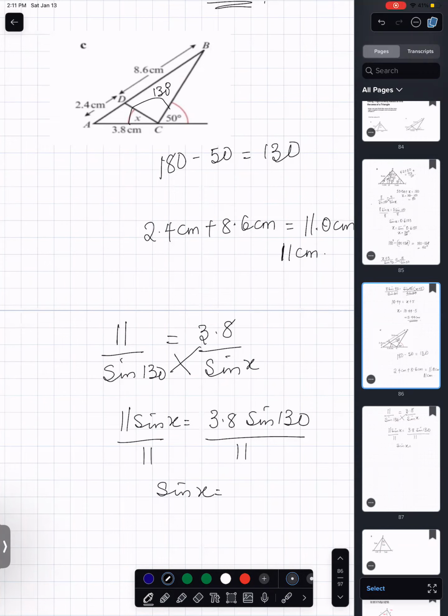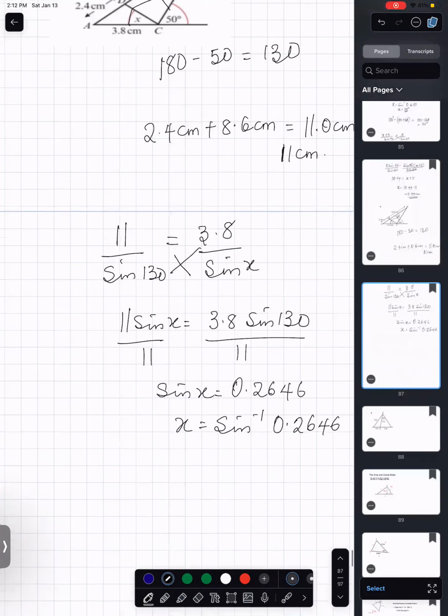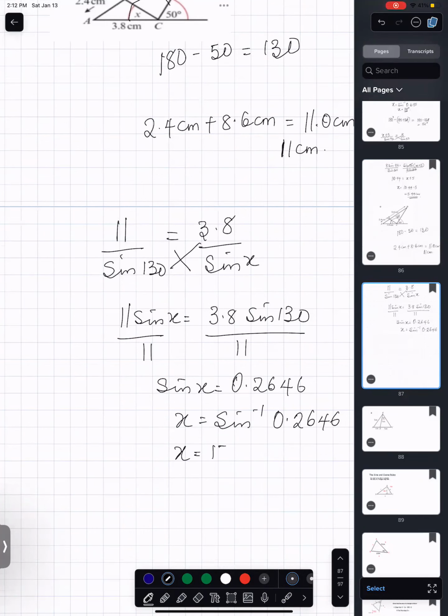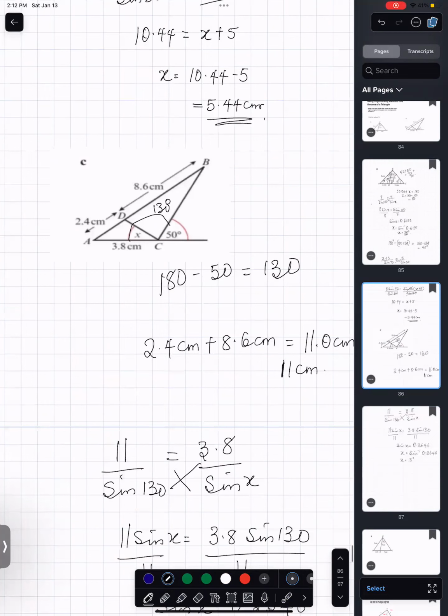So sine x is 3.8 sine 130, which is 2.91, divided by 11 is 0.2646. So we have x as sine inverse of 0.2646. That gives 15 degrees. So our x angle marked at that point is 15 degrees. So I've gotten my x here as 15 degrees.